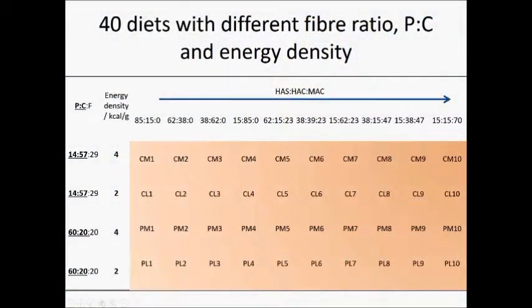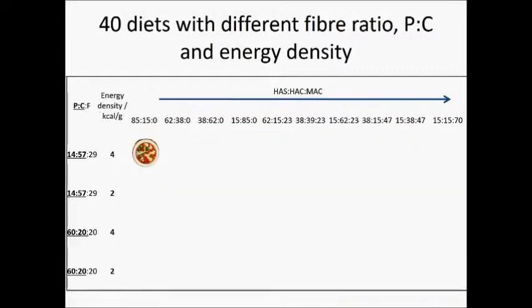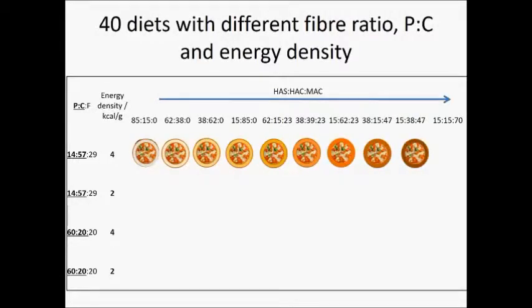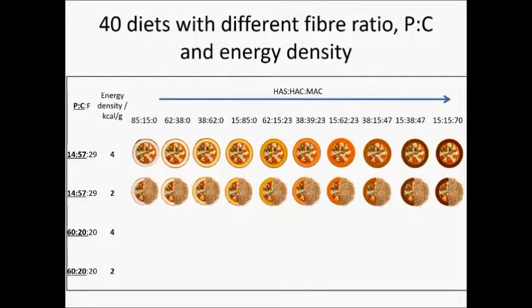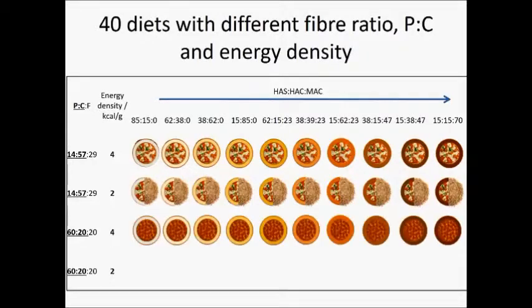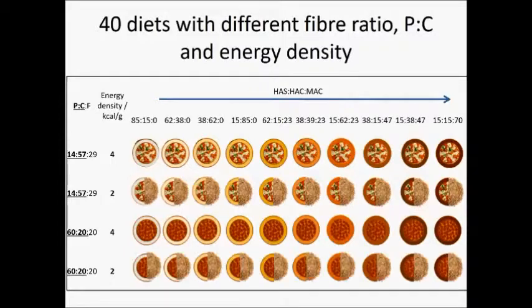To achieve these aims, we designed 40 different diets. We start from a low protein, high carbohydrates pizza with a lot of sauce and tomatoes topping. We then add different fiber components in the pizza base to change the HAS to HAC to MAC ratio. To reduce the energy density, we replace half the pizza with indigestible cellulose. To make a high protein, low carbohydrates pizza, we switch the topping to pepperoni with different fiber proportion in the pizza base. We added cellulose again to reduce the energy density.